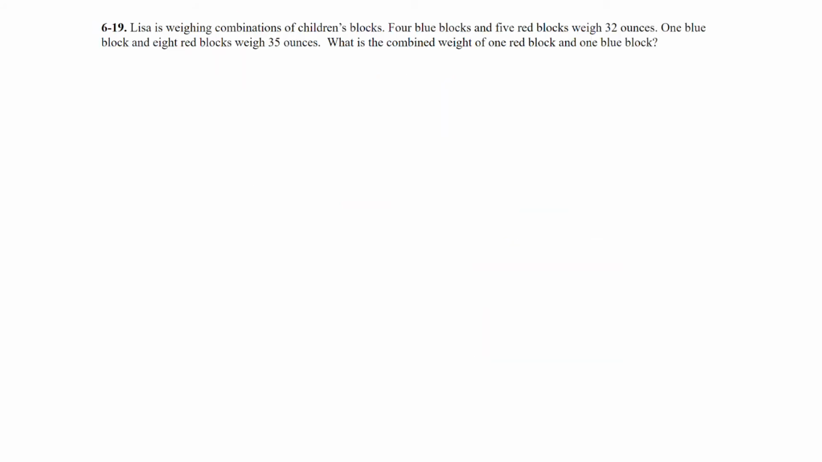Question 19. Lisa is weighing combinations of children's blocks. 4 blue blocks and 5 red blocks weigh 32 ounces. 1 blue block and 8 red blocks weigh 35 ounces. What is the combined weight of 1 red and 1 blue block? So when you're reading through this, you might have a question as to how to get it started, but the question at the end is asking two things. What is the combined weight of 1 red block and 1 blue block? So we want to combine the weights, but we don't know what either one of them are.